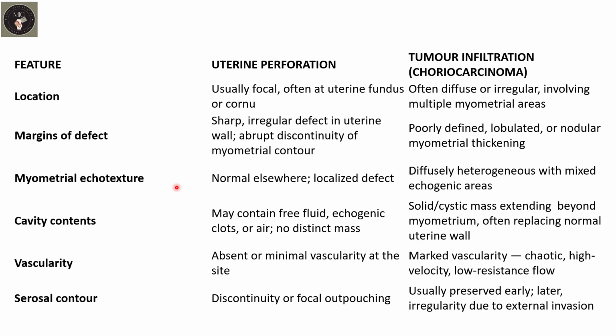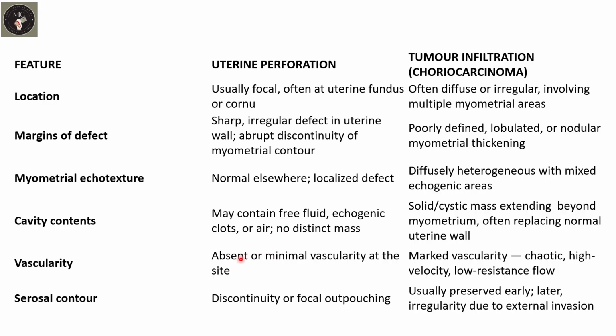The myometrial texture is usually heterogeneous if it's a tumor infiltration, but it's normal except where the defect is seen in uterine perforation. The content is usually a solid or cystic mass extending beyond or within the myometrium, replacing the normal anatomy of the myometrium. While in uterine perforation, there may be free fluid, maybe echogenic if there are blood clots or air, but there will be no distinct mass.